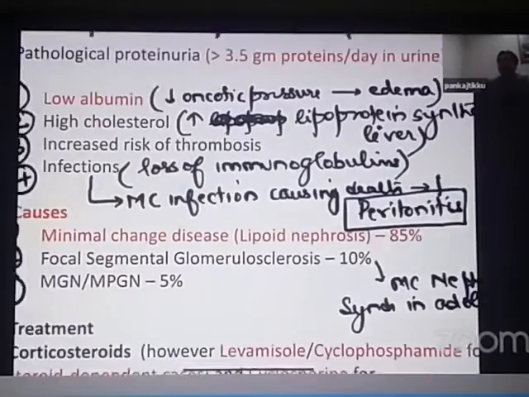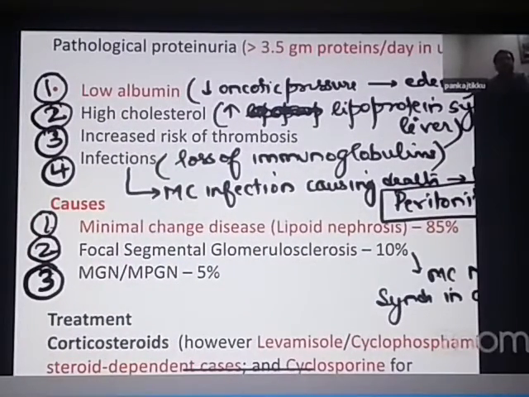In children, the most common cause of nephrotic syndrome is minimal change disease, also called lipoid nephrosis, seen in almost 85% of cases.